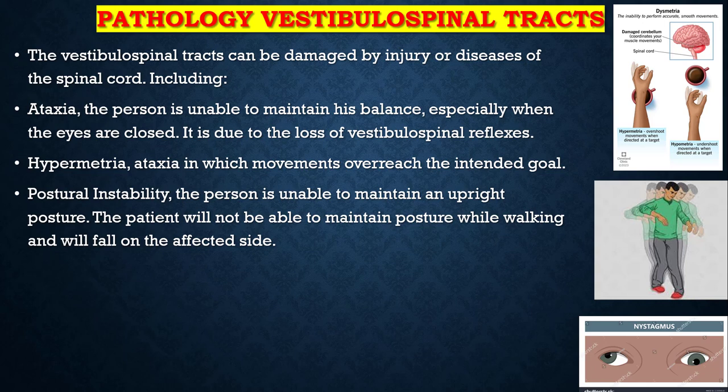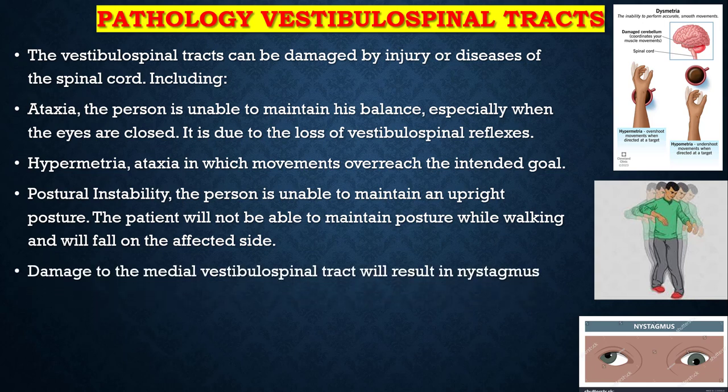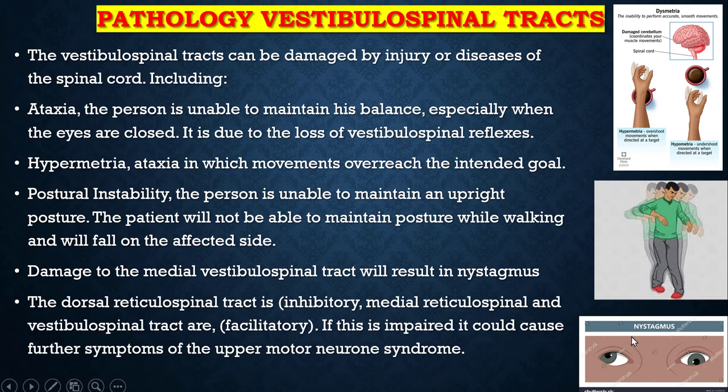Damage to the medial vestibular tract will result in nystagmus, and nystagmus means fast movement of the eye either horizontally, up and down, or in a circular fashion. The dorsal reticulospinal tract is inhibitory; medial reticulospinal and vestibulospinal tracts are facilitatory. If this is impaired, it would cause further symptoms of the upper motor neuron syndrome.